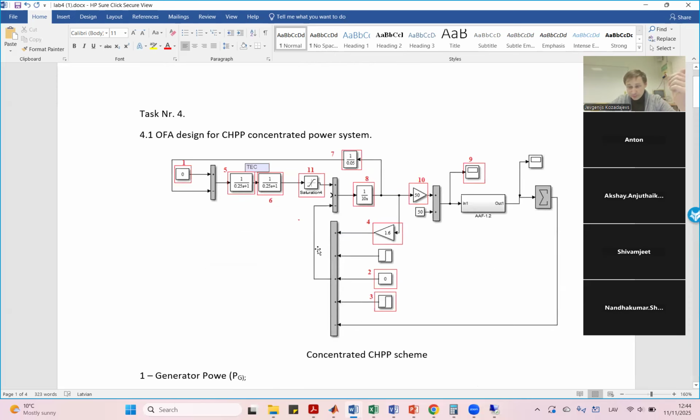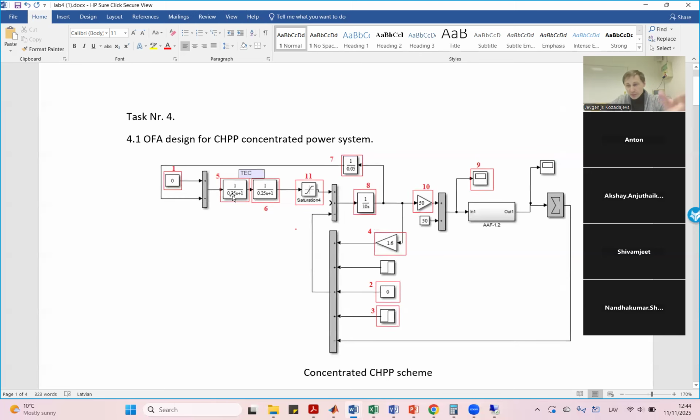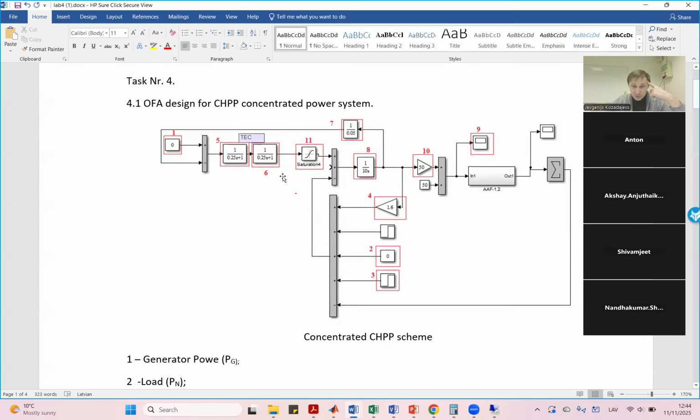So, as I mentioned, you could use the same values as you can see here. So, a transfer function with only one parameter. This is the time constant, 0.25 seconds. Yes, for the transfer function. This is to represent CHPP, the difference. And one more difference is block number 11.